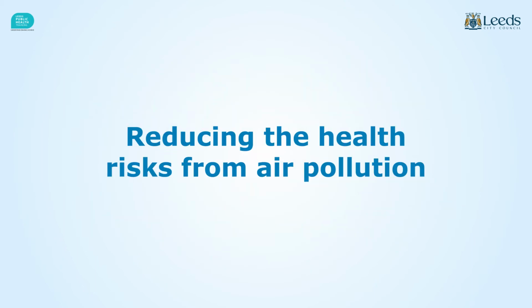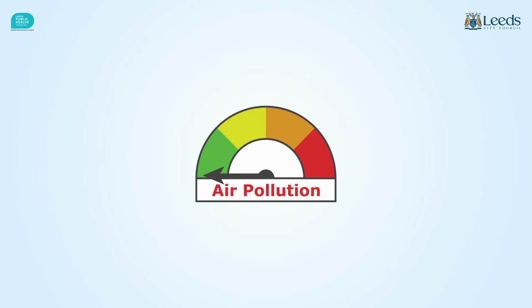Reducing the health risks from air pollution. A semicircular gauge labelled air pollution is shown. The dial is green at the left-hand side, then moves round in a clockwise direction through the colours yellow, then orange and finally red. The gauge's needle is pointed towards red.